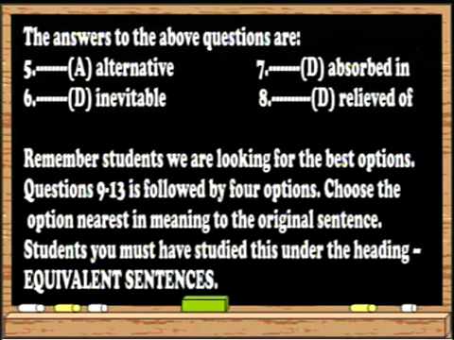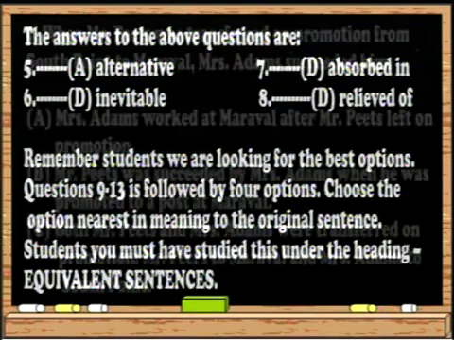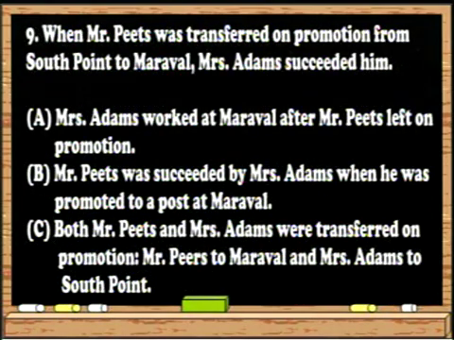Remember, students, we are looking for the best options. Questions 9 to 13 are each followed by 4 options. Choose the option nearest in meaning to the original sentence. Students, you must have studied this under the heading of equivalent sentences. When Mr. Peets was transferred on promotion from South Point to Marvel, Mrs. Adams succeeded him.